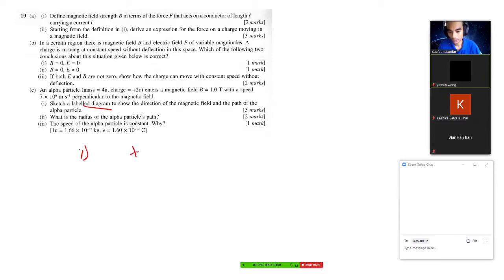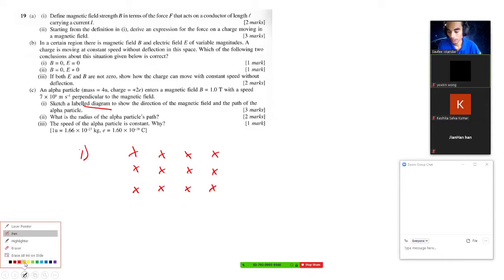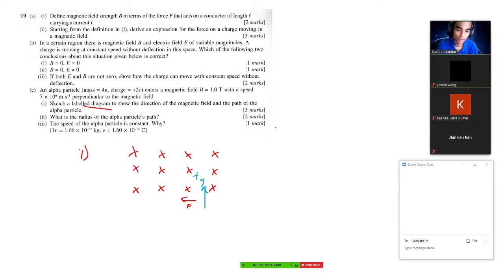Let's say the B is pointing into the screen. The magnetic field is pointing into the screen over here. Then the alpha particle, with positive charge 2e, enters the region of the magnetic field. What happens is it will be deflected by the magnetic field force. The force of the magnetic field will be going to the left side. You can check with your left hand rule, left hand grip.